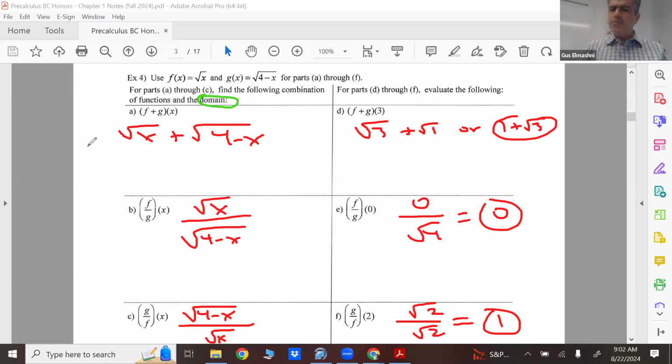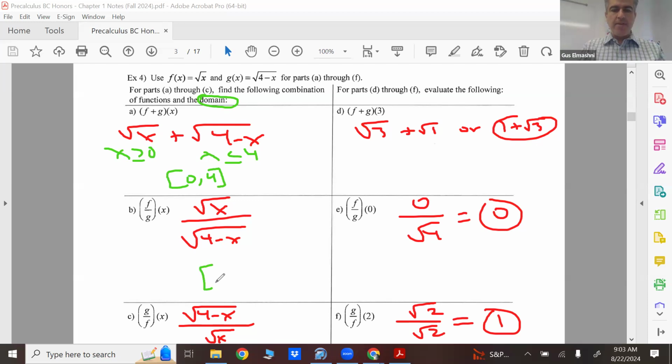Okay, domain. X has to be greater than or equal to 0 here, and X has to be less than or equal to 4. So you really want to be as restrictive as possible. It's going to be between 0 and 4, because you have to make both happy. Right?